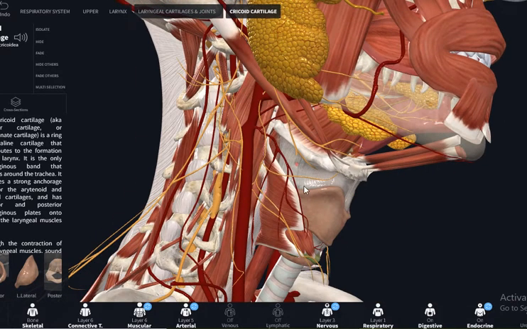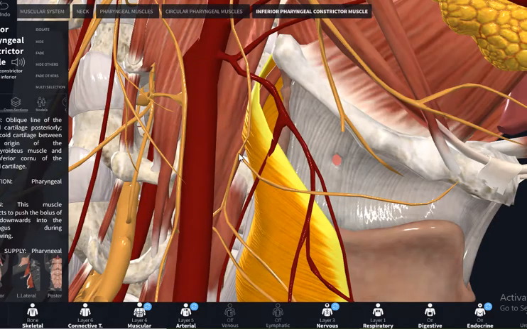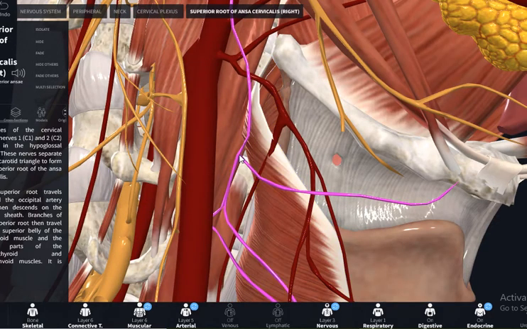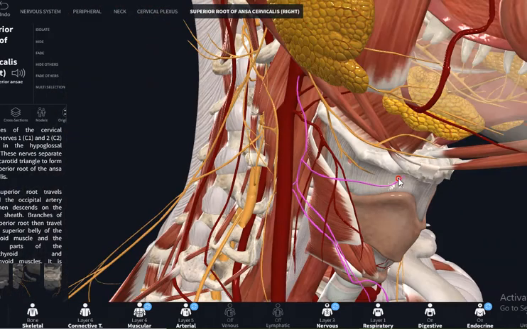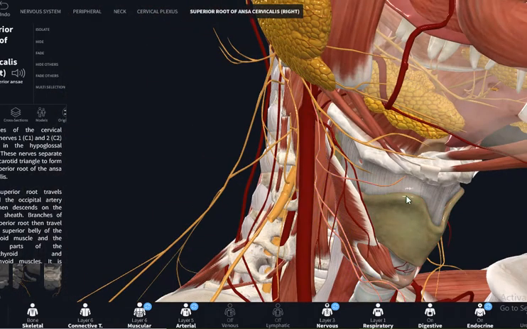So you can visualize here. This can be one branch. Let's come closer and visualize this. This nerve here is the superior root of the ansa cervicalis. The superior root of the ansa cervicalis is only a root which is going to be used in the cervical plexus, so it's not a nerve involved with the larynx. Now let's see the larynx.